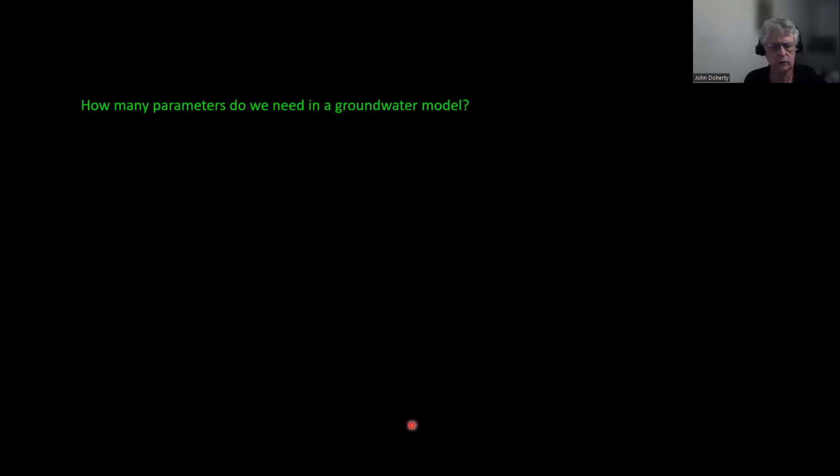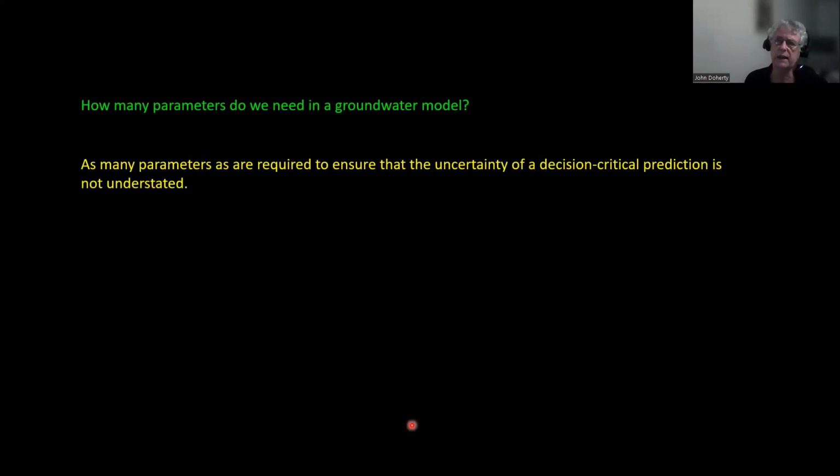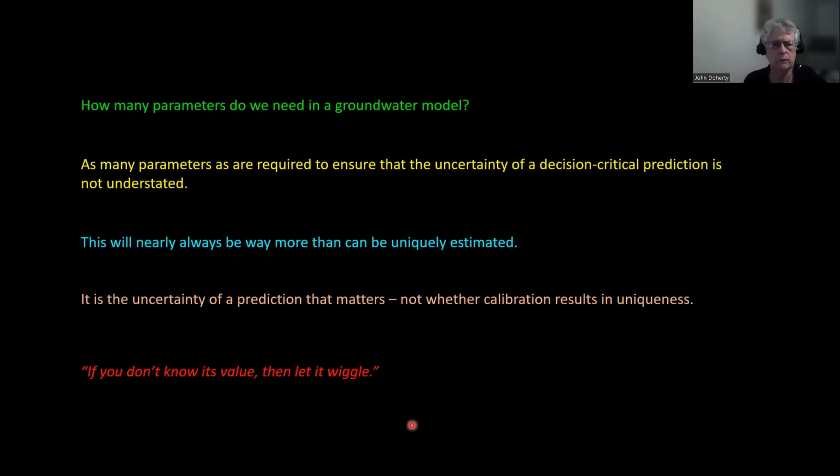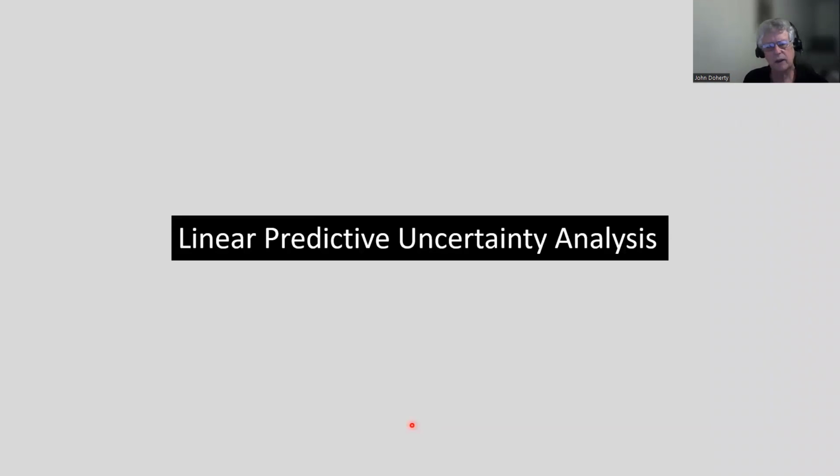Now, the methods that we talked about today, and we talked about in the last couple of webinars, they're undaunted by the number of parameters we've got to handle. So there's no reason not to imbue a model with lots of parameters. In fact, the golden rule should be if you don't know the value of a parameter, let it wiggle. And that way you don't understate uncertainty. So the rule today is as many parameters as you can get away with, but provided we can give proper prior probability distributions to those parameters.